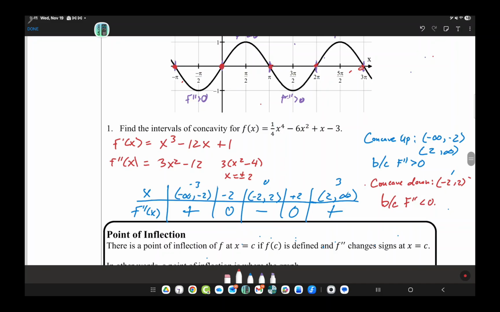So when you're doing concavity, you do the double derivative. When you're just doing local max, local mins, or increasing and decreasing, you do the first derivative. Real fun stuff is when we have to do both.